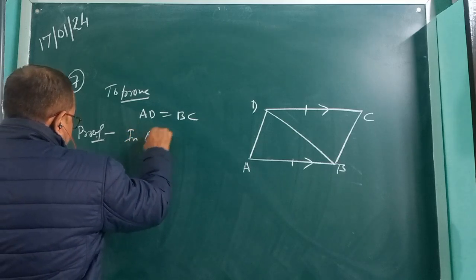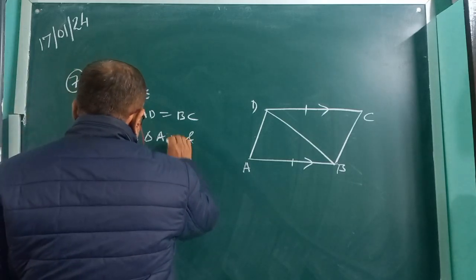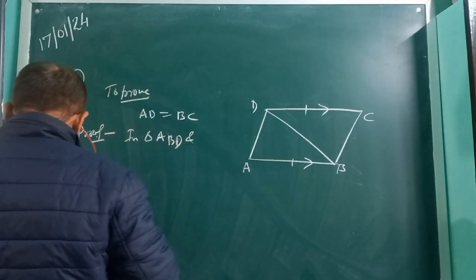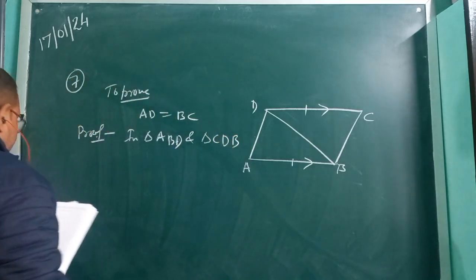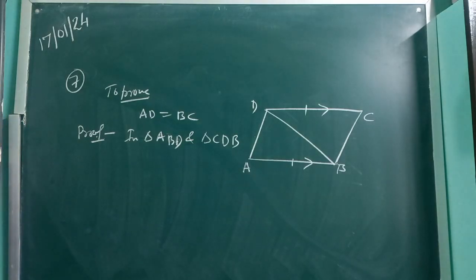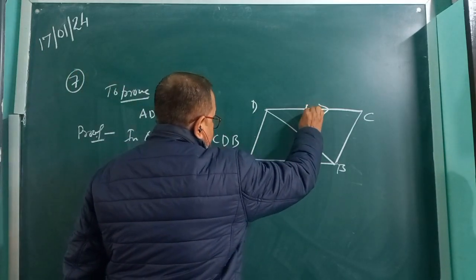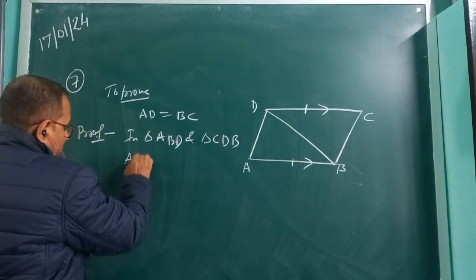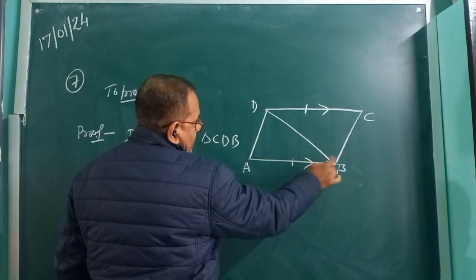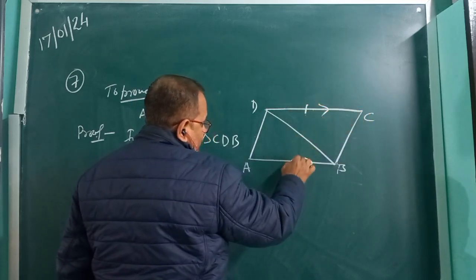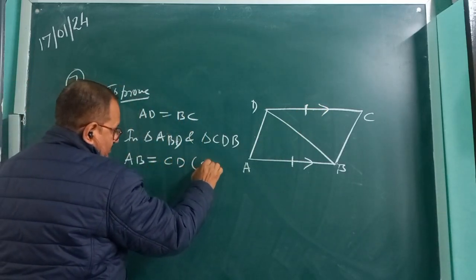Write the proof. So in triangle ABD and triangle CDB, prove it congruent. AB in the triangle ABD and CD in the triangle CDB are both equal. It is given. Write AB is equal to CD.